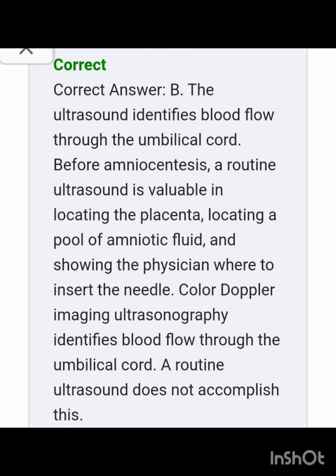but not with the help of ultrasonography. So before doing amniocentesis, amniotic fluid testing, a routine ultrasonography is usually done to locate the placenta, where the placenta is, or to locate the pool of amniotic fluid, where the pool of amniotic fluid is, and where we can insert the needle. To check these things, they will do the ultrasonography, and also show the physician where to insert the needle. Color Doppler imaging identifies blood flow through the umbilical cord, but not the USG.